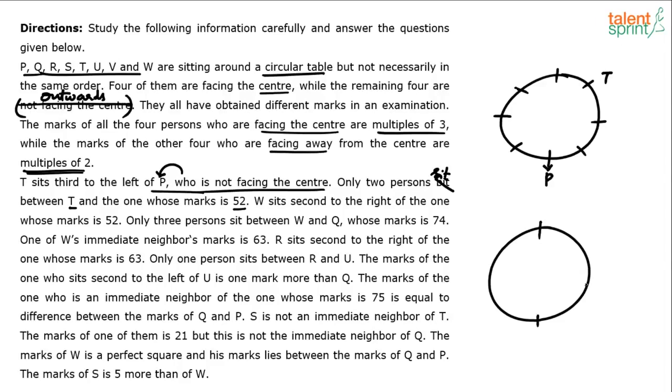Circular table 1, 2, 3, 4, 5, 6, 7, 8. P is here in this position, right? And T is 2 places away. 1, 2, T comes here. Now let's try it out.